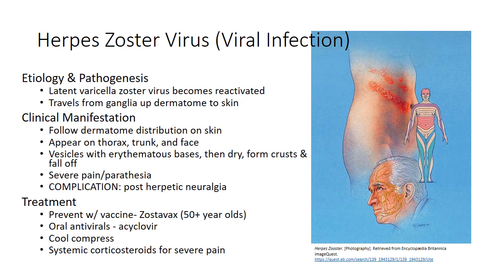There is a complication that we want to watch for. It's called post-herpetic neuralgia, which is a complication involving permanent blindness if the eyes are involved, and pain that lasts for months or years. So the best thing that we can do in our 50-plus-year-olds is to educate them on the vaccine. We have a vaccine, which came out in about 2006, I want to say, called Zostavax. We want to make sure that we encourage our patients to use that. Cool compresses, though, can help as well with pain.